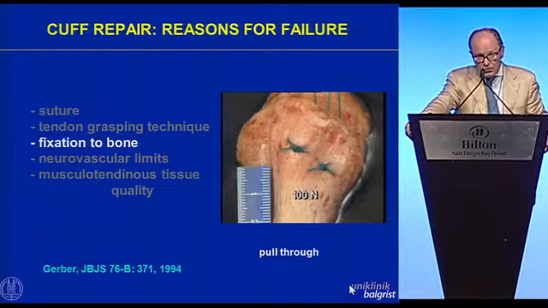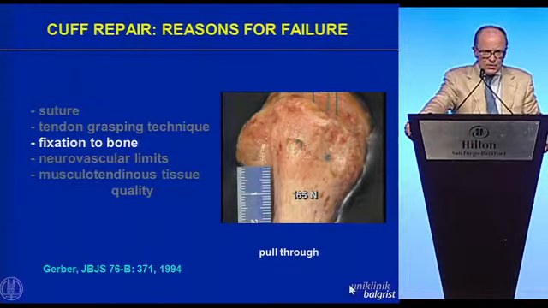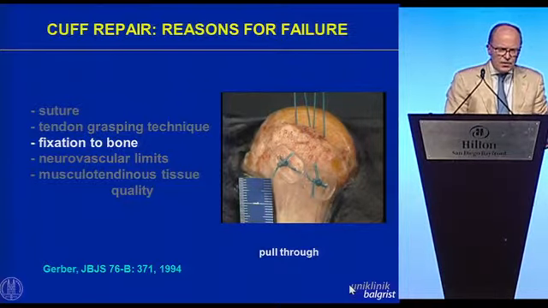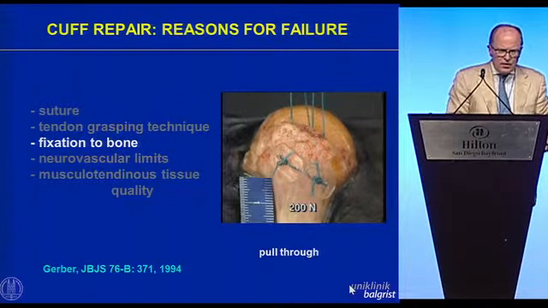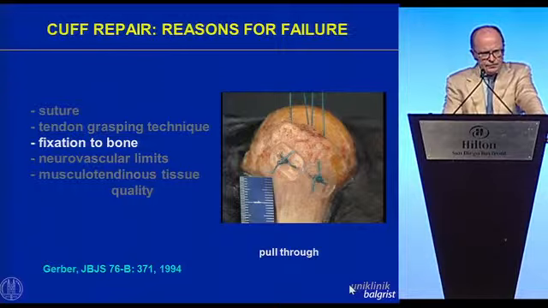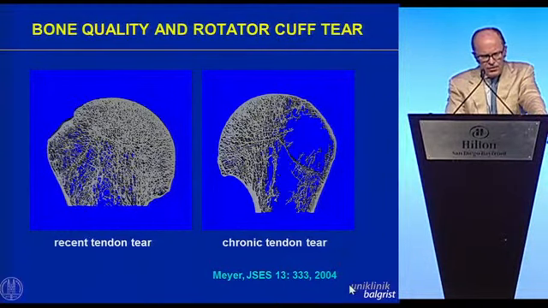The fixation to bone was the next parameter that we studied, and we saw that at about 18 kilograms the sutures pull through a human humerus and do not hold. So either you use a cortical augmentation device or you use anchors if you are able to put the anchors in the right place. Here we studied the bone quality, and the bone quality showed in chronic tendon tears that the greater tuberosity is essentially empty.